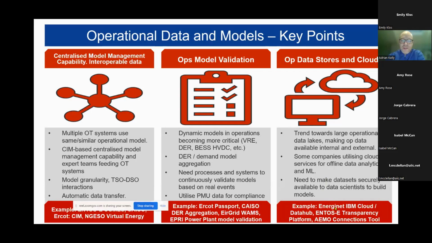So thinking here about EnergyNet, again, very good innovation using their data hub and working with IBM and other partners for cloud development, the NSOE transparency platform, and AMO for development of a connections tool that's open to the wider industry. And this touches a little bit upon pillar 5, which Amy talked about, which is the open data aspects of it.